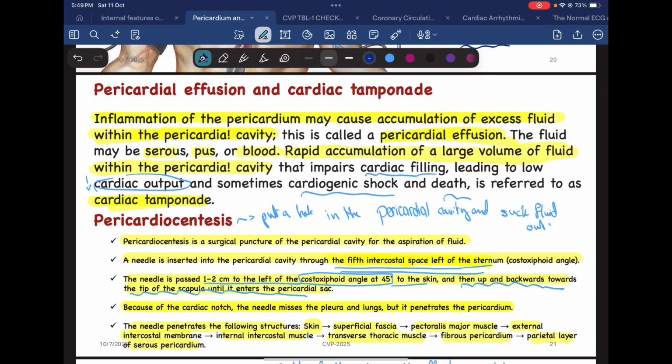Now, there is something called a cardiac notch. Because of that cardiac notch, the needle misses the pleura and the lungs. It only penetrates the pericardium, which is what we want.